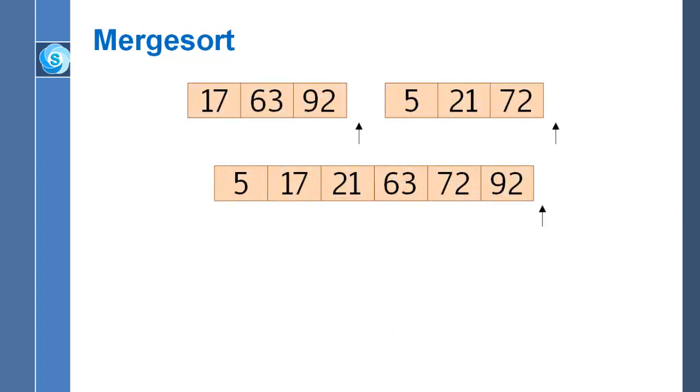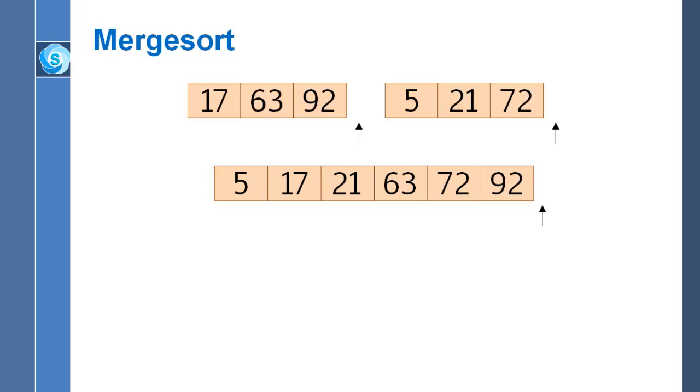And voila, we now have a sorted array. The 6 numbers have been sorted. The sorted array, though, is the auxiliary array. Okay. The original array is 17, 63, 92, 5, 21, 72. That's the condition of the original array. But the auxiliary array is sorted: 5, 17, 21, 63, 72, 92.